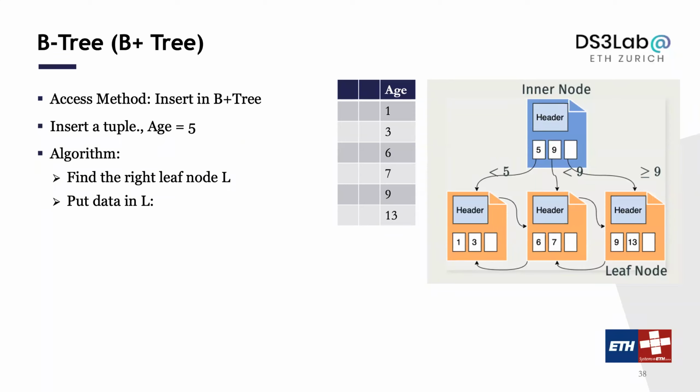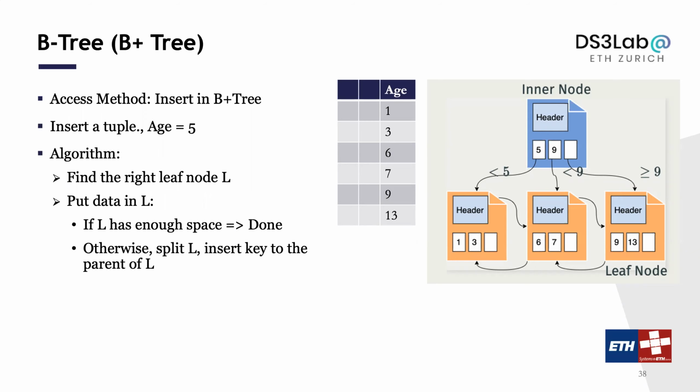So here, two things could happen. The first thing is if L has enough space, then you are done. You just insert it, you are done. However, when L is full, it cannot add another tuple anymore. You split L and you insert a new key into the parent of L. This is actually very natural.